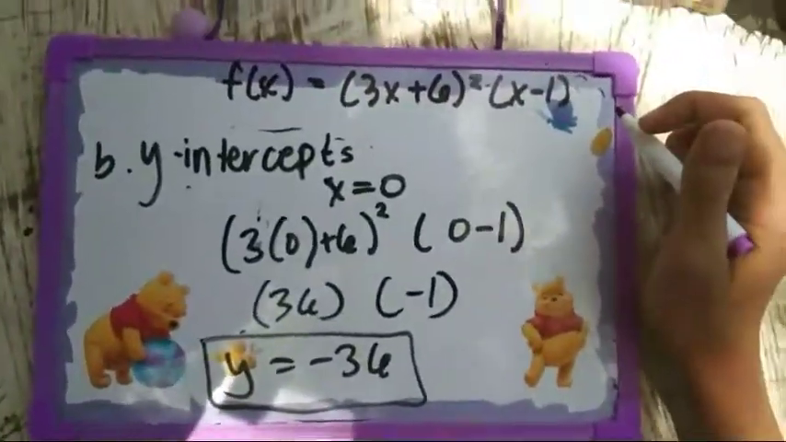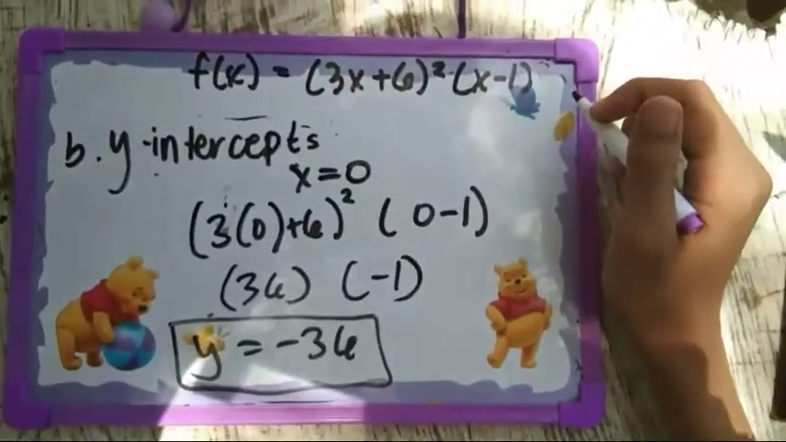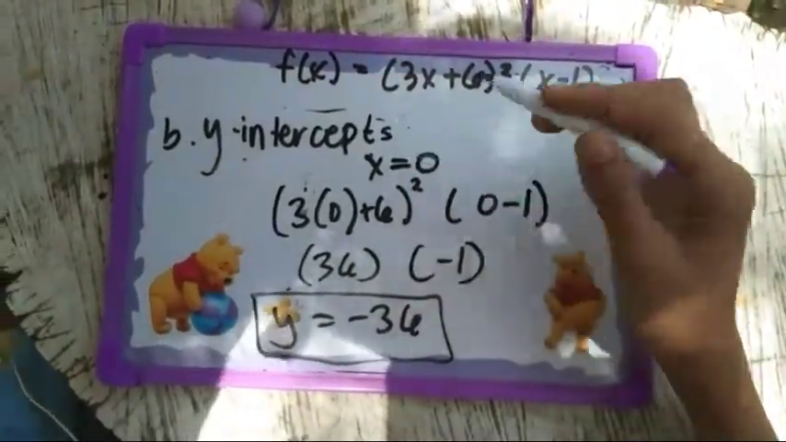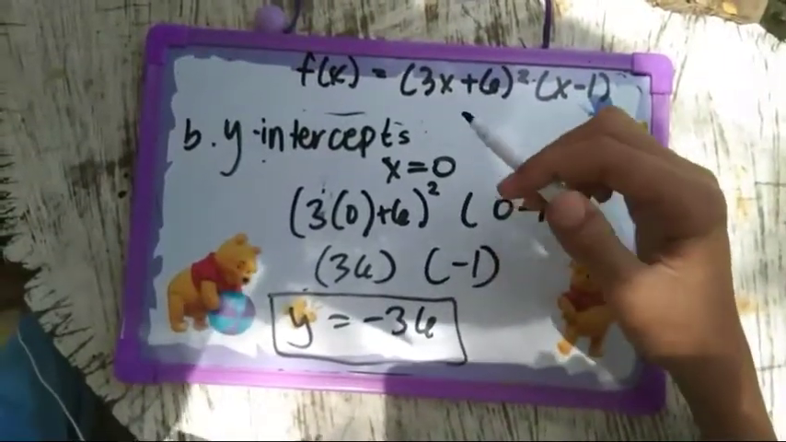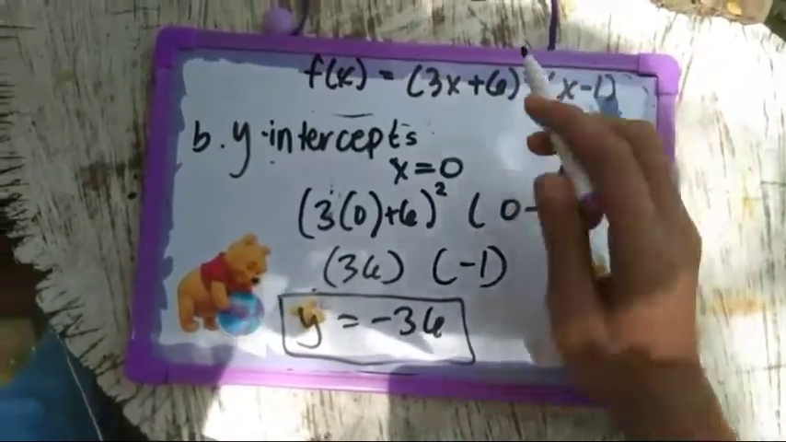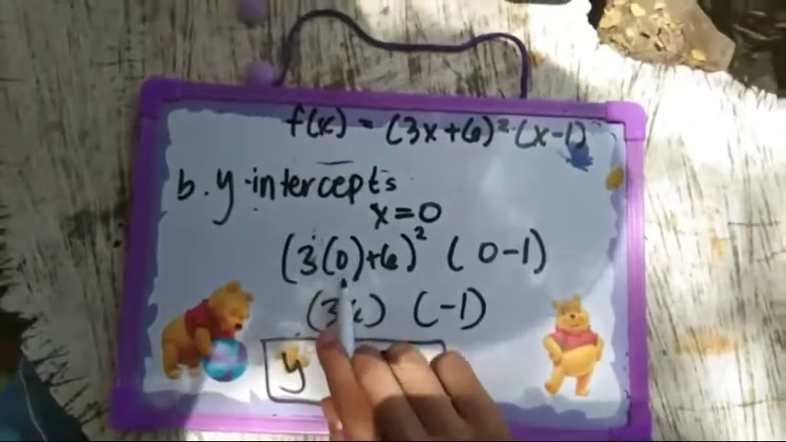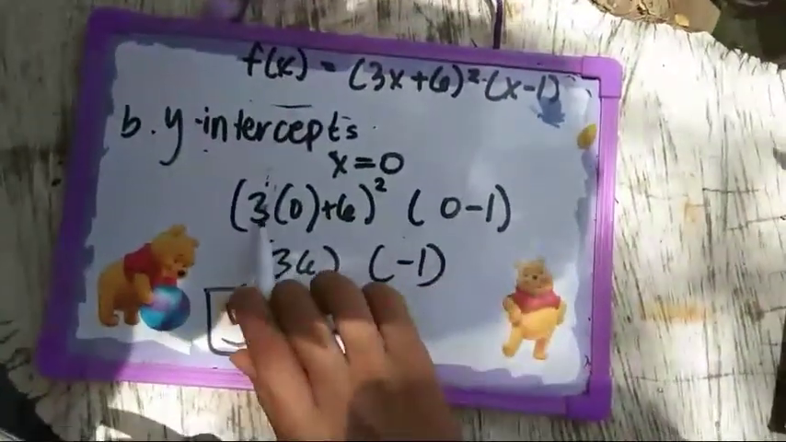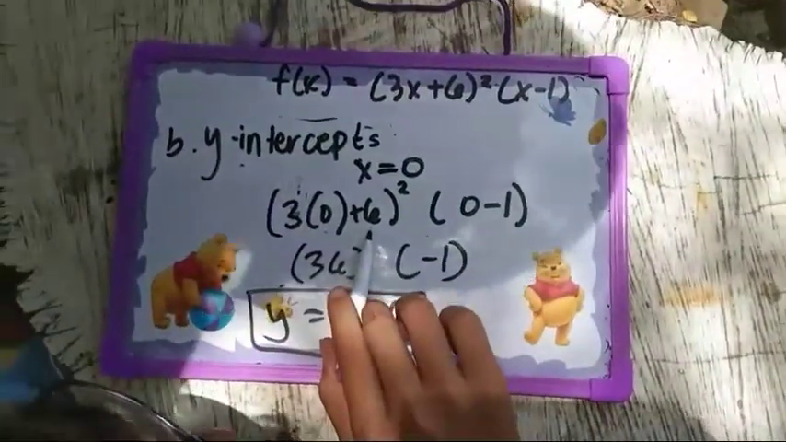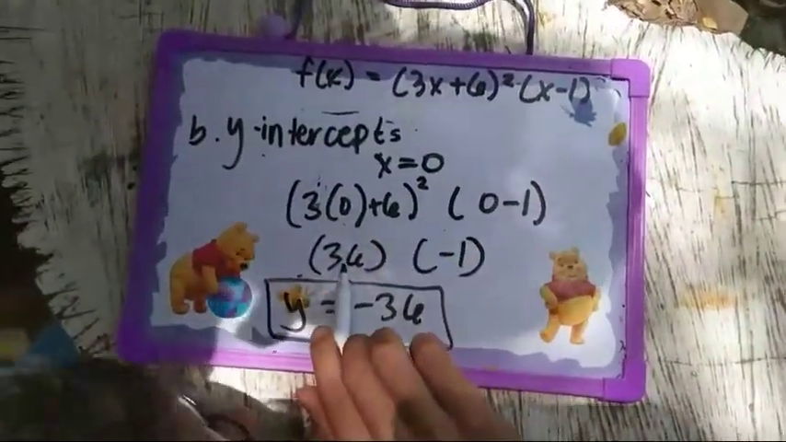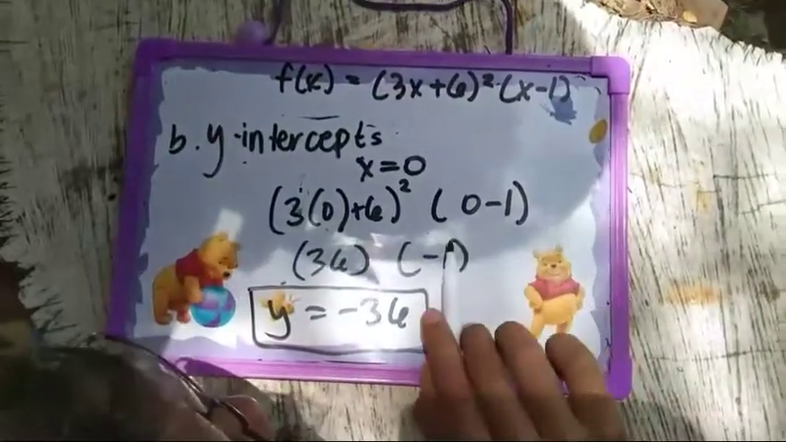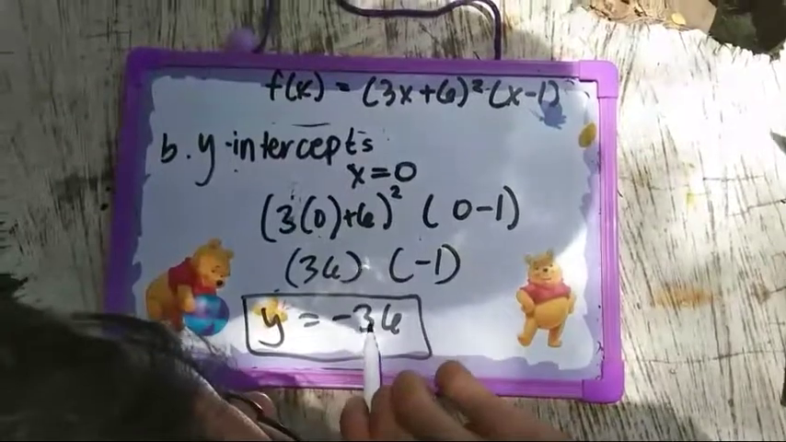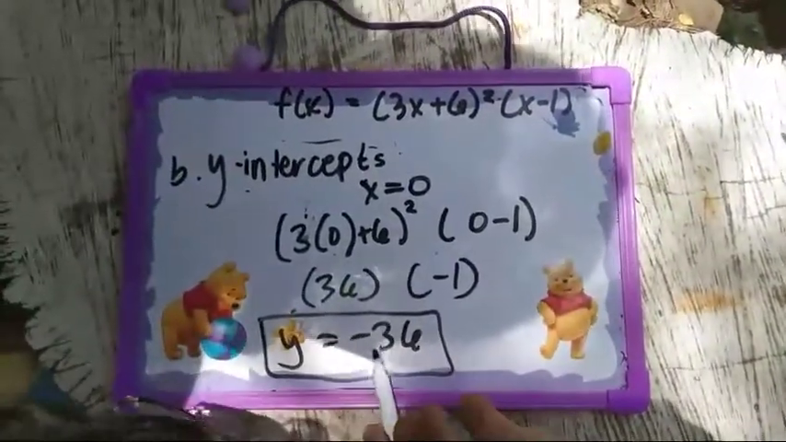And for the letter B, we have the y-intercepts. We are now going to use the zero product property and let x be equal to 0. So we are going to substitute it in our polynomial function. So 3 times 0 plus 6 squared times the quantity of 0 minus 1. Solve. 3 times 0 is 0, plus 6 is equal to 6 squared, that would give you positive 36. And 0 minus 1, that would give you negative 1. Multiply 36 times negative 1, that would give you negative 36. So our y is equal to negative 36.